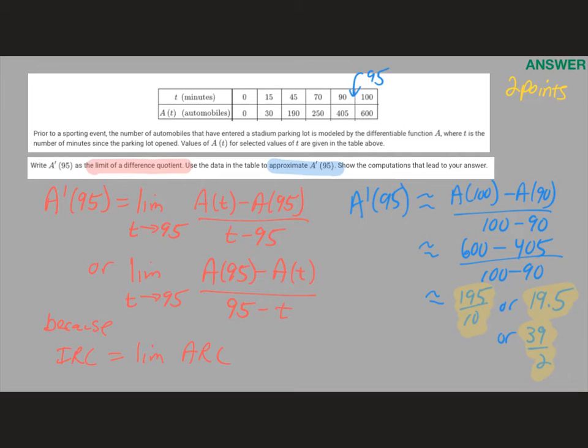I forgot to mention earlier that this is a no calculator problem, so some people were getting values with decimals in them that you shouldn't be getting. Please read the directions, and if it says no calculator, don't use your calculator.